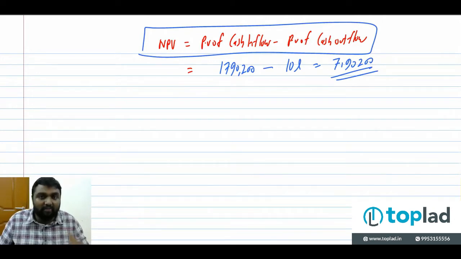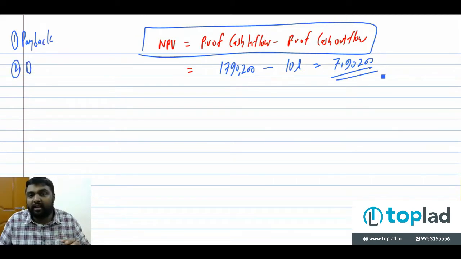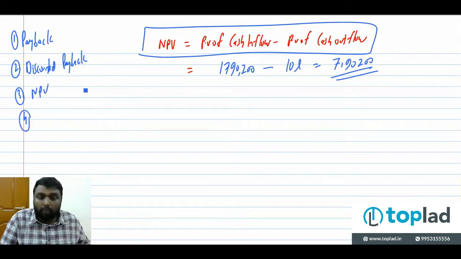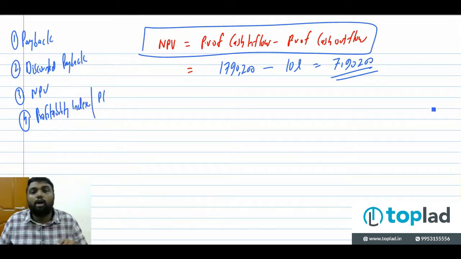So we have discussed three methods so far. We discussed payback, then discounted payback, then NPV. A lot of methods are there, and each method has its own advantages and disadvantages. Now one more method, the profitability index, also called PI or cost benefit ratio.